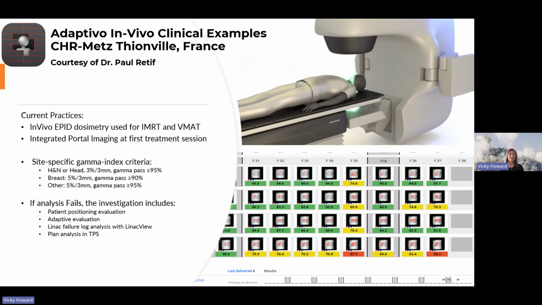dosimetry. Next, if everything looks good with that, they may look at the LINAC failure log analysis within LINAC view to see whether there's something there that's contributing to a delivery issue. And then also, they would do a plan analysis in the treatment planning system. So if everything else looks good on the delivery side, everything looks good patient anatomy-wise, is there something with the plan itself that isn't reflecting in the delivery? And I'll show you a very interesting example with that.